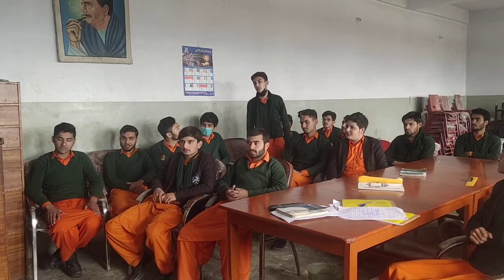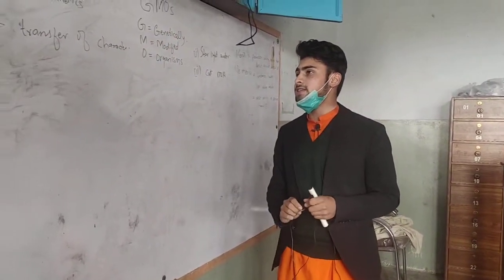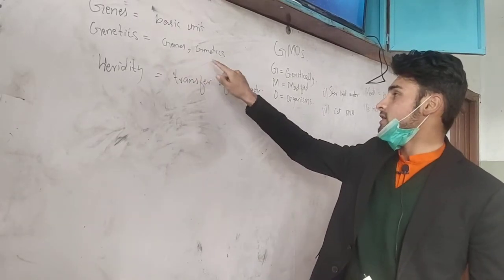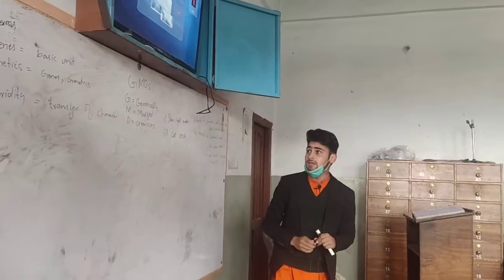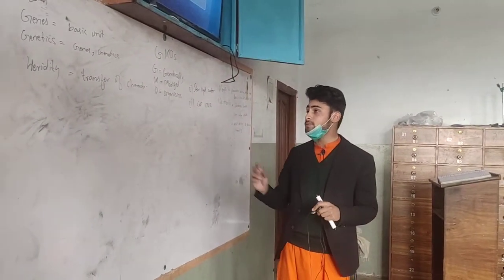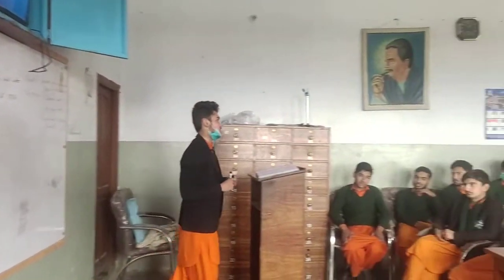What is the difference between genes and genetics? Gene is the basic unit of heredity. Gene is made up of DNA, and genetics is the study of genes, genetic variation and heredity. Heredity is the transfer of character from parents to offspring. Genetic variation is the change that occurs in offspring through genes. So this is the difference between genes and genetics.